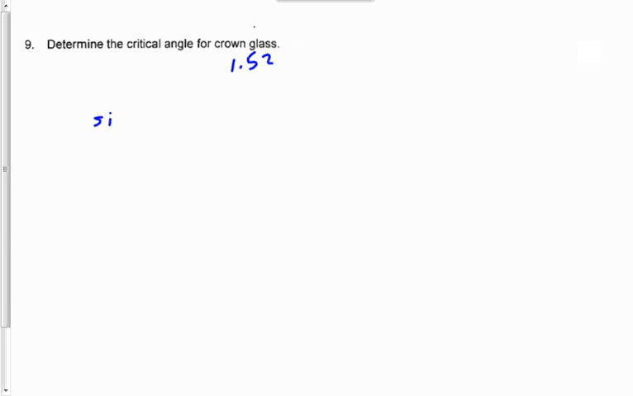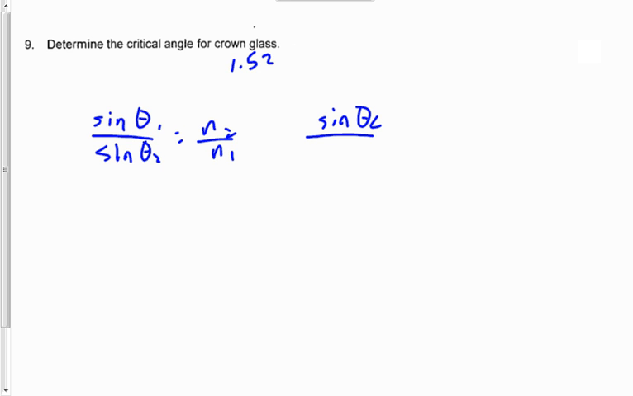We're going to say sine theta 1 over sine theta 2 equals N2 over N1. That's sine theta C, looking for the critical angle, when theta 1 is the critical angle, over, what's theta 2? What's theta 2 at the moment total internal reflection begins to occur? Anybody have that? 90 degrees, right? The angle of refraction when we've met the critical angle is going to be 90 degrees.